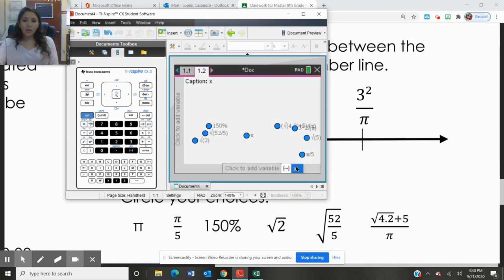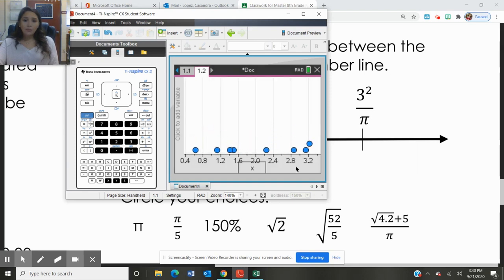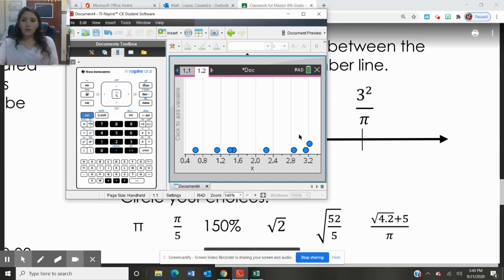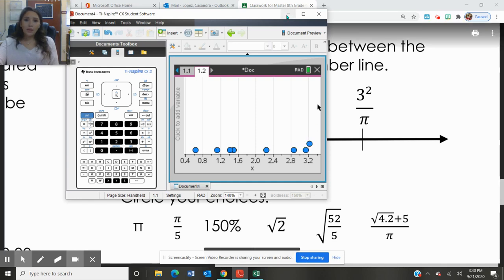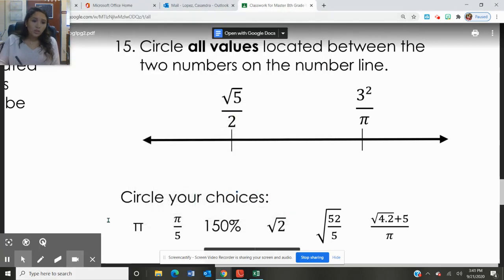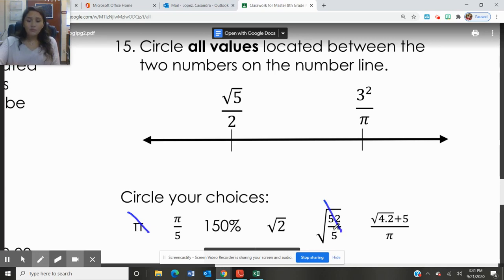So I'm going to go ahead and label the x-axis. And it puts my numbers in order for me from least to greatest. So first things first, I want to see where 3 squared divided by pi is. And it's right here. So I know that these two values, pi and the square root of 52 divided by pi, those are not in between them. So I can go ahead and go over here and cross them out. So we said pi and the square root of 52 divided by 5.